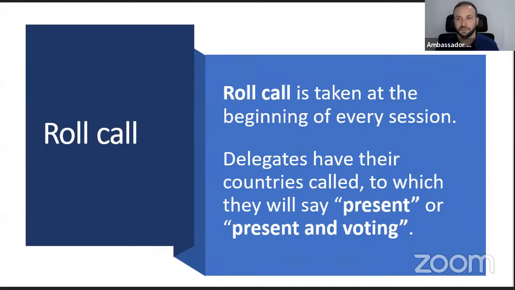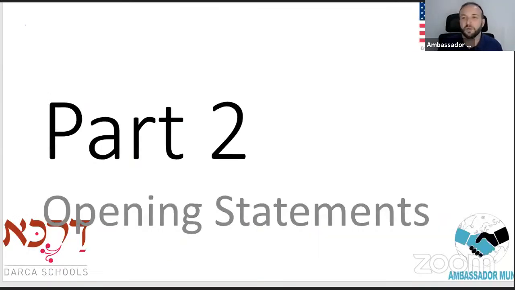Simple majority is 7, and that's enough to pass something. Seeing as we have 13 delegates, quorum would also be majority plus 1. So now that we have roll call and we know who's here and everyone is pretty much present and voting, we can do another roll call after the break and people can change their position. We're now moving on to opening statements.